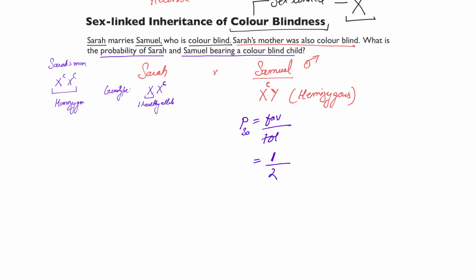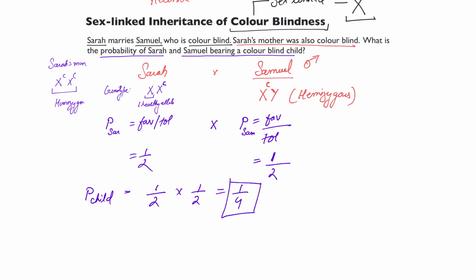So the probability of Samuel giving a defective allele is 1 upon 2. And the probability of Sarah giving a defective allele again is favorable upon total. That comes to be 1 upon 2. So the probability of the child bearing the faulty alleles is just the product, right? This is the product rule of probability, that is 1 upon 4. So what is the probability of Samuel and Sarah bearing a colorblind child? That's 1 upon 4. I hope this makes sense.